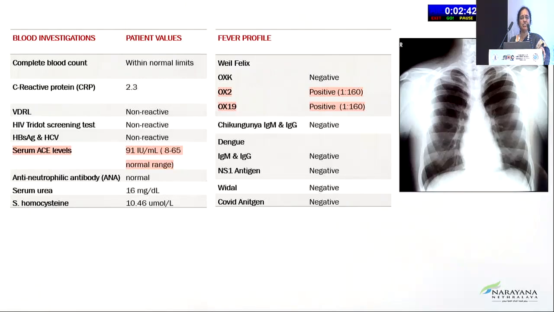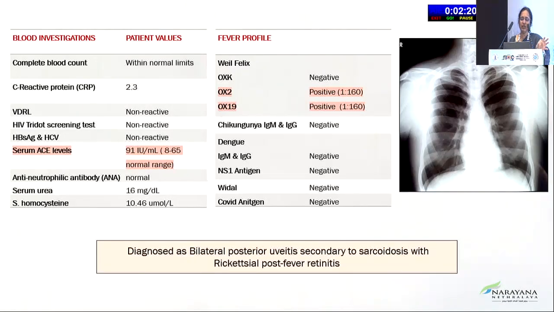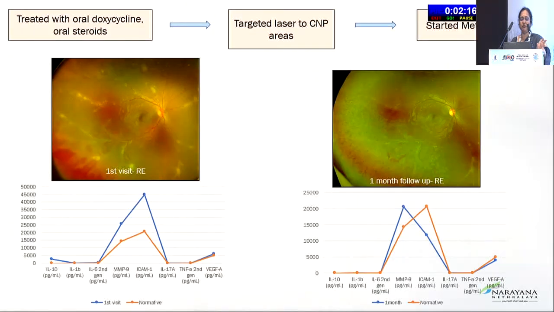On investigation, this child was found to have increased serum ACE levels suggestive of sarcoidosis. In addition to that, OX2 and OX19 were also positive on Weil-Felix, suggestive of a rickettsial infection, which correlates well with the clinical findings of focal retinitis in the left eye with candlewax drippings in both eyes. So we made the diagnosis of posterior uveitis secondary to sarcoidosis with rickettsial post-fever retinitis.